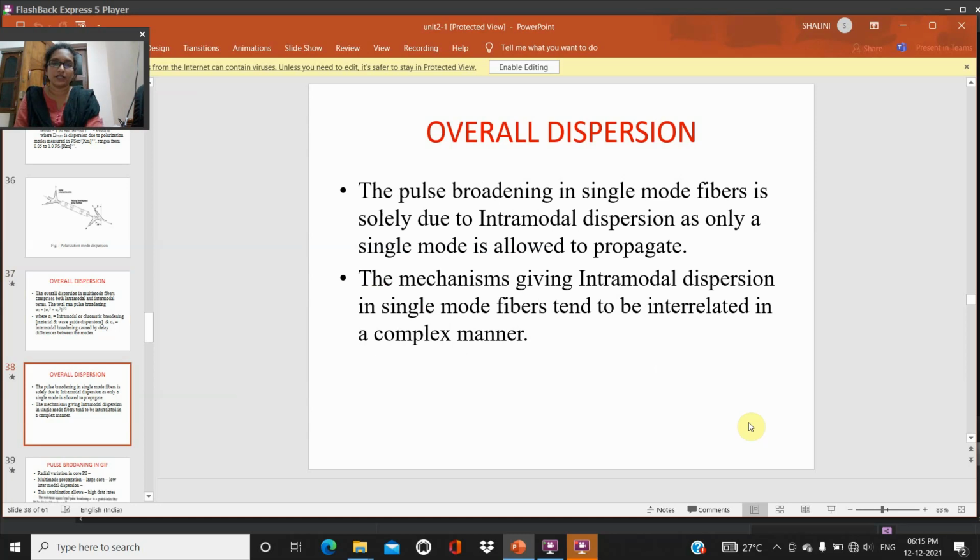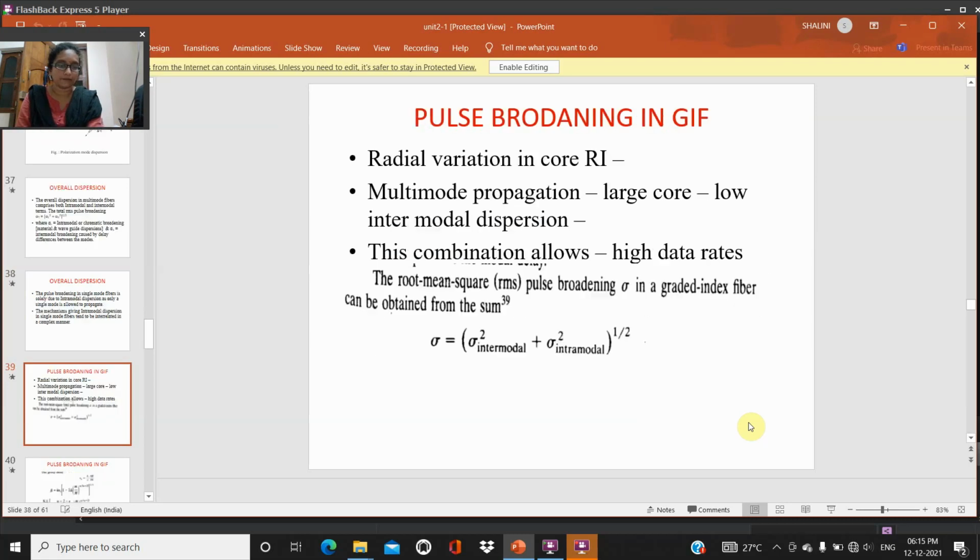The pulse broadening in single mode fibers is solely due to intramodal dispersion, as only a single mode is allowed to propagate. The mechanisms giving rise to intramodal dispersion in a single mode fiber tend to be interrelated in a complex manner.